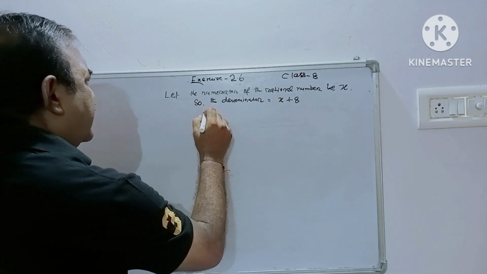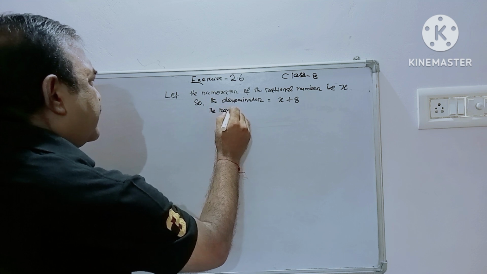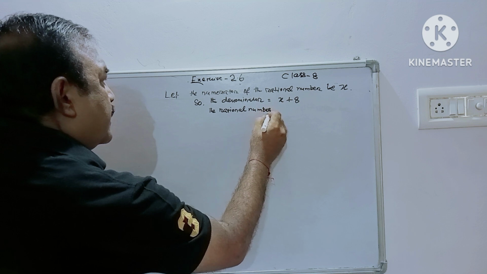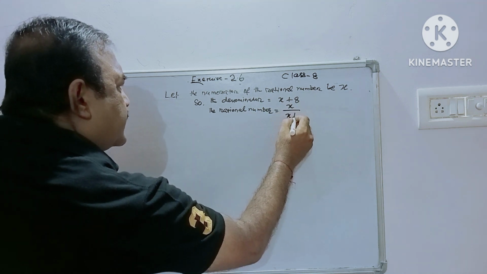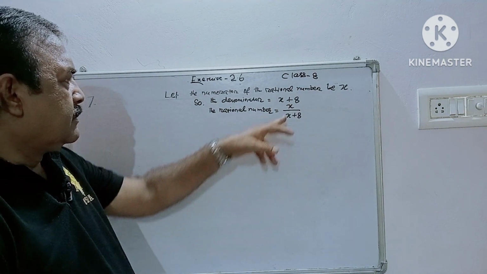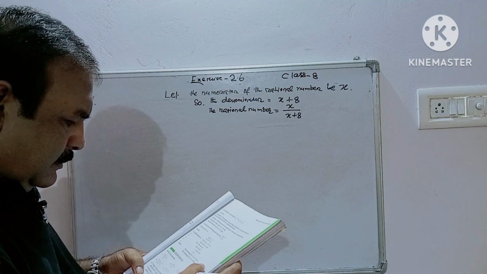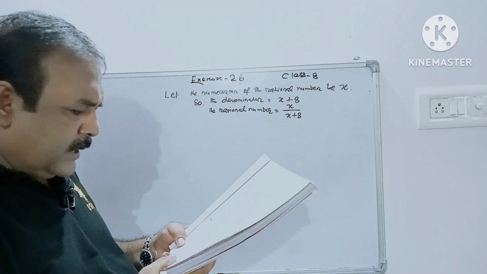So what is the rational number? Numerator upon denominator, the numerator is x, so x upon x plus 8. This is the rational number and we have to find its value. But we have to build the equation from this statement.